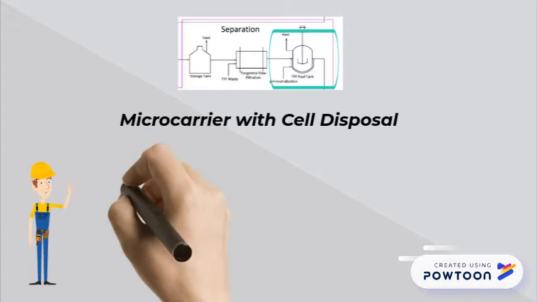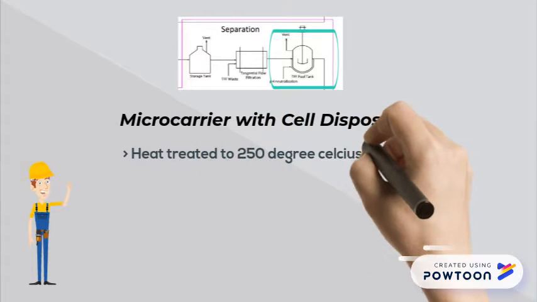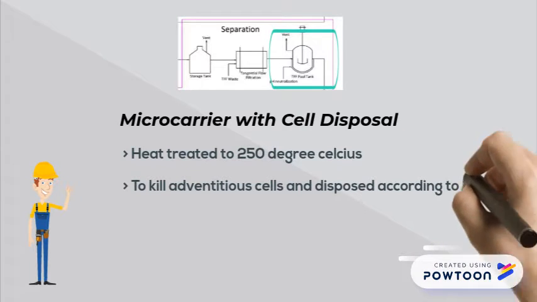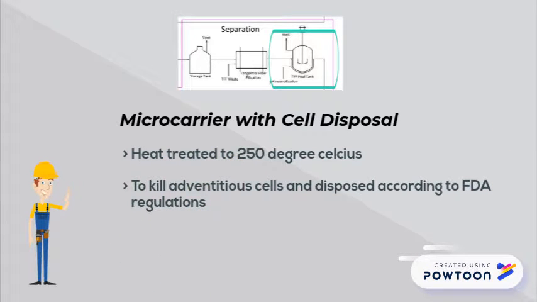The microcarriers and cells will be heat-treated per batch to 250 degrees Celsius in order to kill the adventitious cells and be disposed according to FDA regulations.